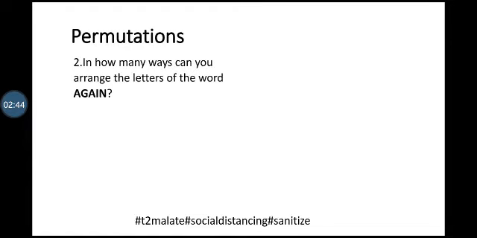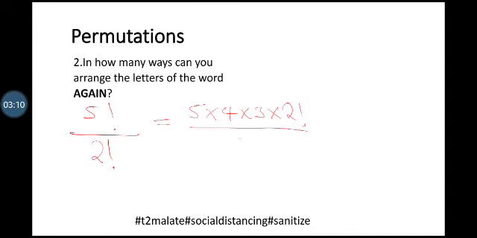Our second example, in how many ways can you arrange the letters of the word again? So we count how many letters we have. We have 1, 2, 3, 4, 5. So 5 factorial over the letters that are repeating. It's just A, and it appears twice. So over 2 factorial. And this is equal to 5 times 4 times 3 times 2 factorial over 2 factorial. 2 factorial and 2 factorial divide to give us 1. We have 5 times 4 is 20, and 20 times 3 is 60. So there are 60 ways in which you can arrange the letters of the word again.